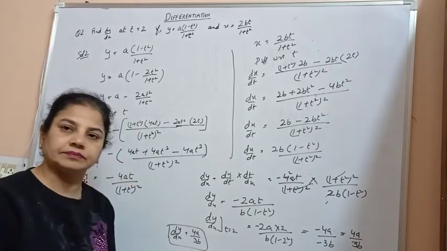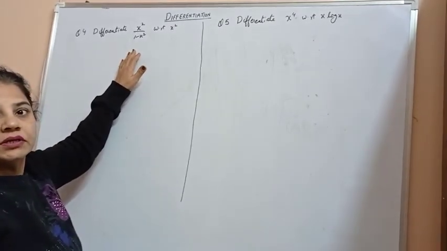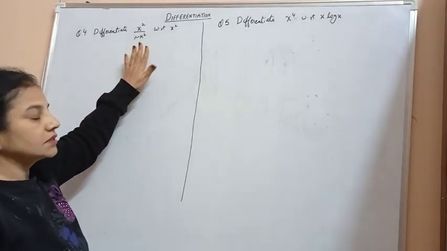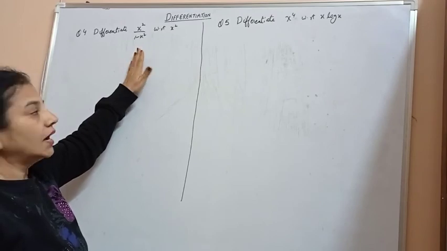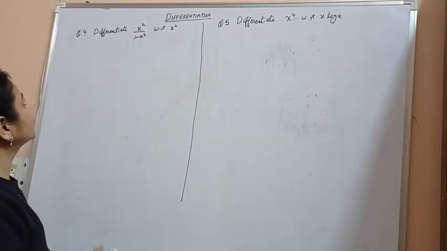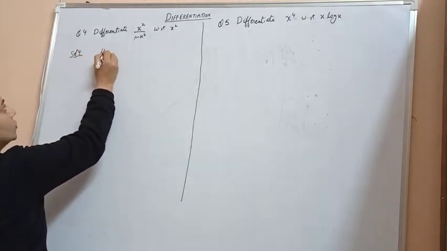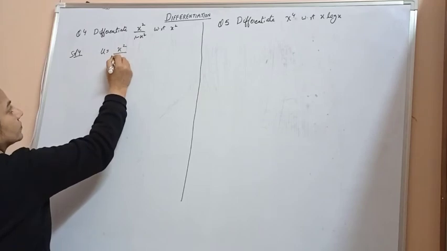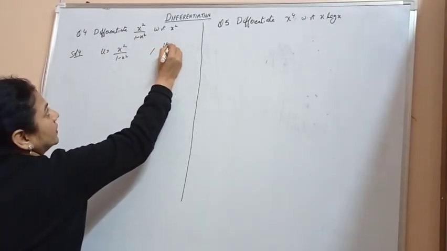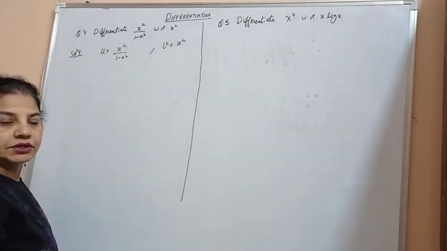Differentiate with respect to one function with another function. I have two functions in terms of x, and I have to differentiate one function with respect to the other function. So first of all, in this case, I will consider u to be my first function and v is the other function with respect to which I have to differentiate.